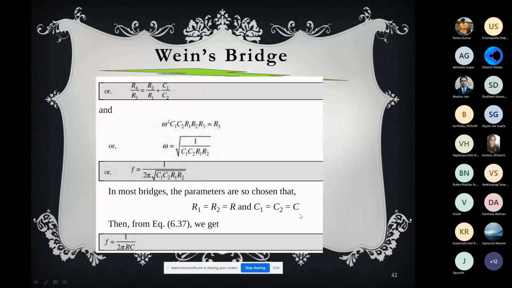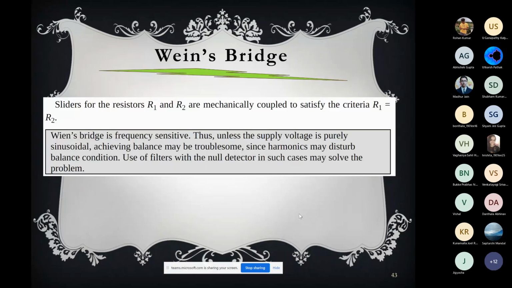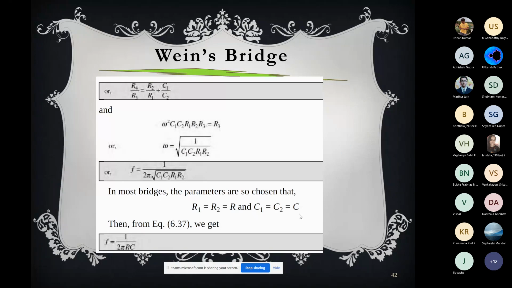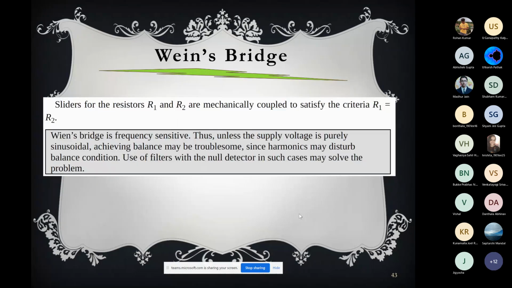That is a very famous equation of the Wien bridge. If you know the capacitance and the resistance, you can easily determine the frequency. This Wien bridge oscillator is a very popular and famous oscillator. Hope you understand it. Now the sliders for the resistances R2 and R1 are mechanically coupled, that's what I was telling earlier. If they are mechanically coupled, that means if you slide it, R1 will change and R2 will change, but with one single slider.